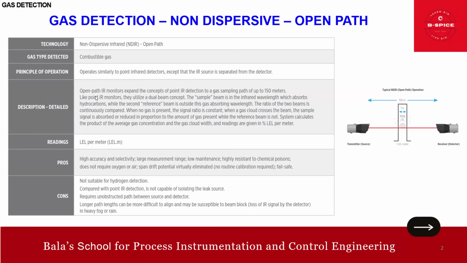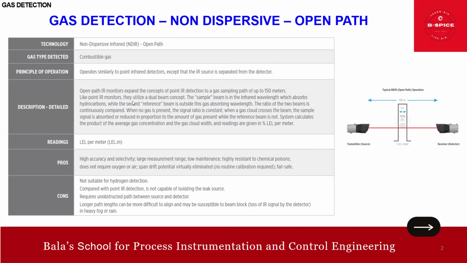If we talk about the description, friends, open path IR monitors expand the concept of point IR detection to a gas sampling path of 150 meters. There, that was only to a point; it would deflect on the point and then get reflected. Here it is a sampling path up to 150 meters. The diagram says 100 meters, but we can go up to 150 meters.